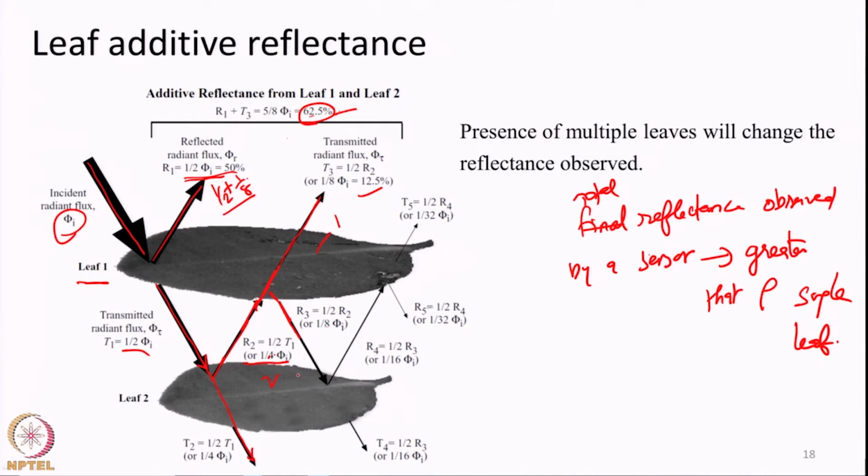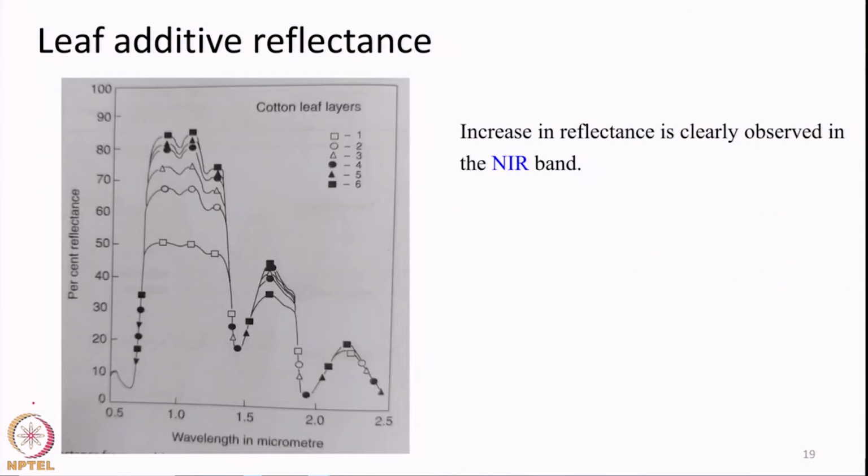So, in this example, for the sake of simplicity, we took this leaf reflects 50%, transmits 50% without any absorption. This is just for explanation sake, the numbers will change, but the concept is this: whatever is being transmitted by the leaf on the top will act as an input source of energy to the leaf at the bottom, and it will undergo certain reflection and it will add up to the total reflection recorded by the sensor at the top of the canopy.